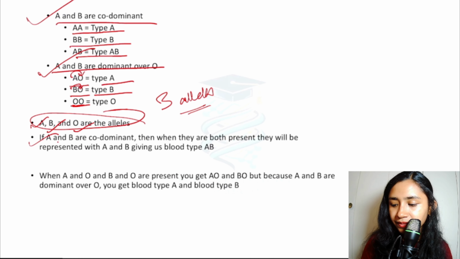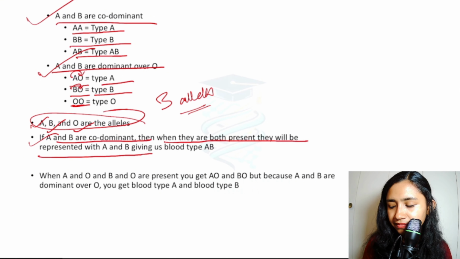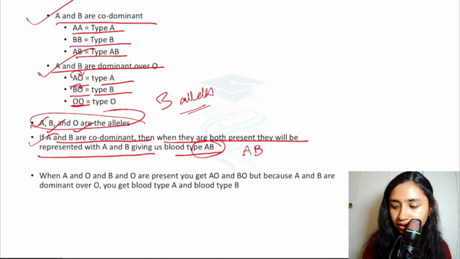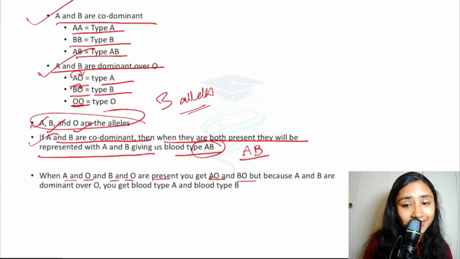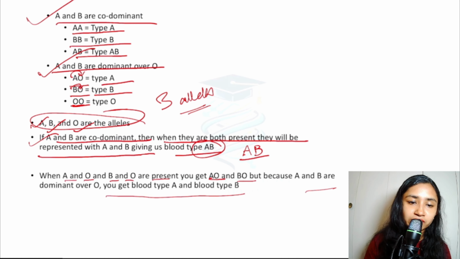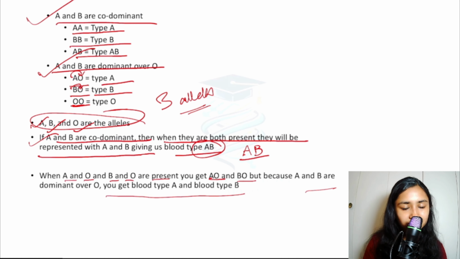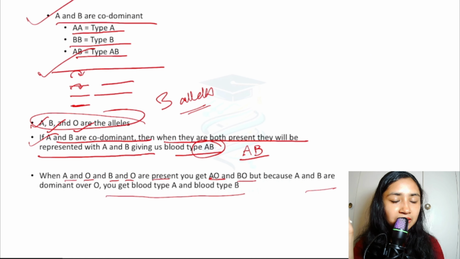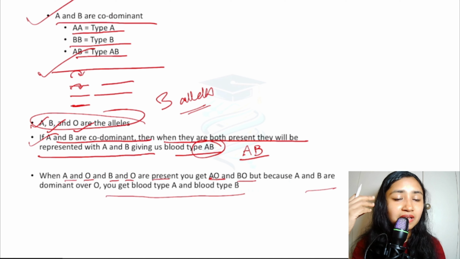And A and B are codominant, so when they are both present, they will be represented as A and B, giving us blood type AB. So this is one example of codominance, because A and B both are dominant. If both are present, the blood type will be AB. When A and O, or B and O are present, you get AO and BO, but because A and B are dominant over O, you will get A type and B type. I have already discussed with you that A is dominant over O and B is also dominant over O. So I hope students you have understood what is incomplete dominance, what is codominance, and what is multiple alleles.